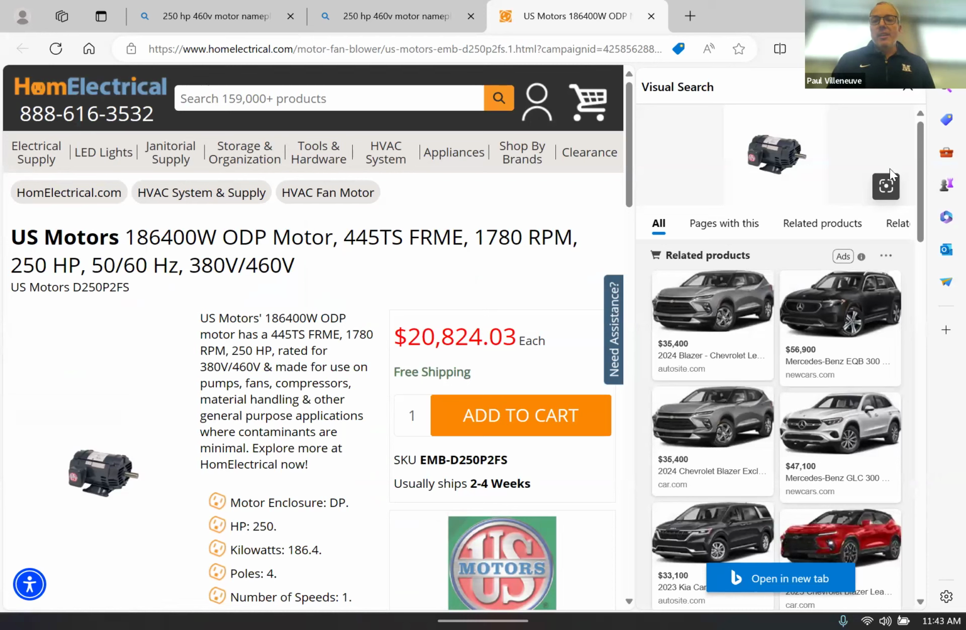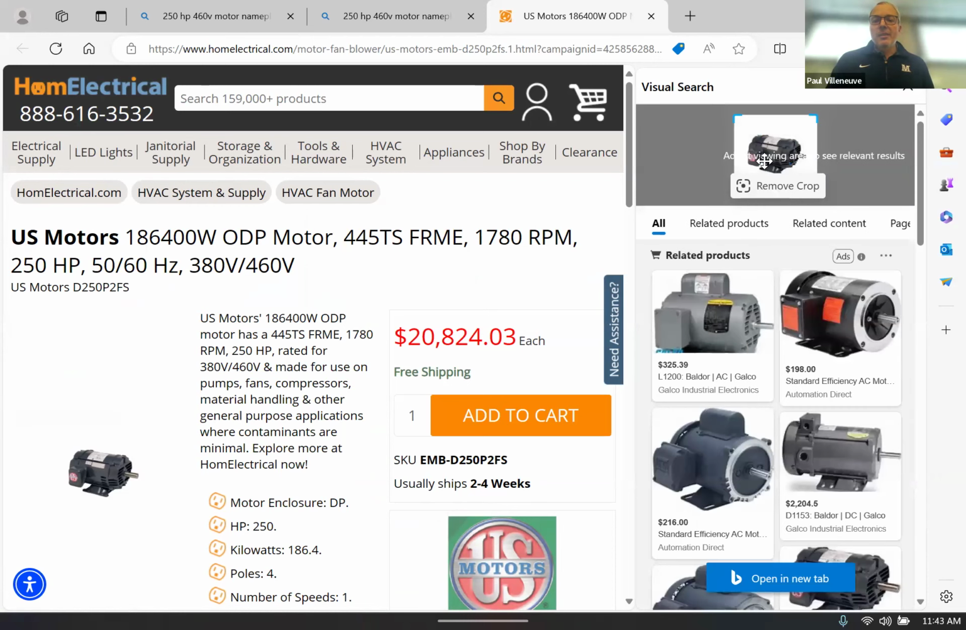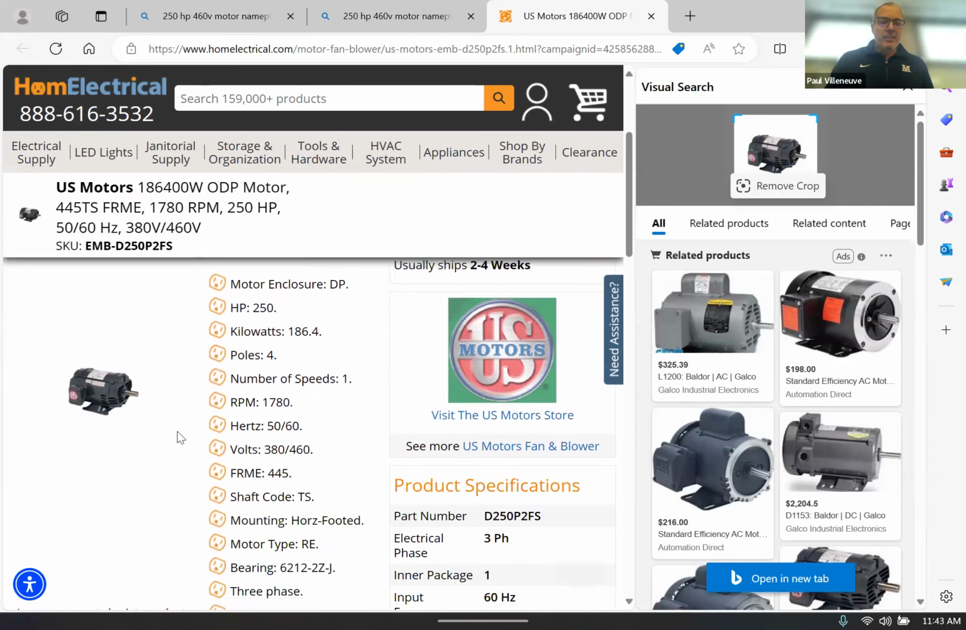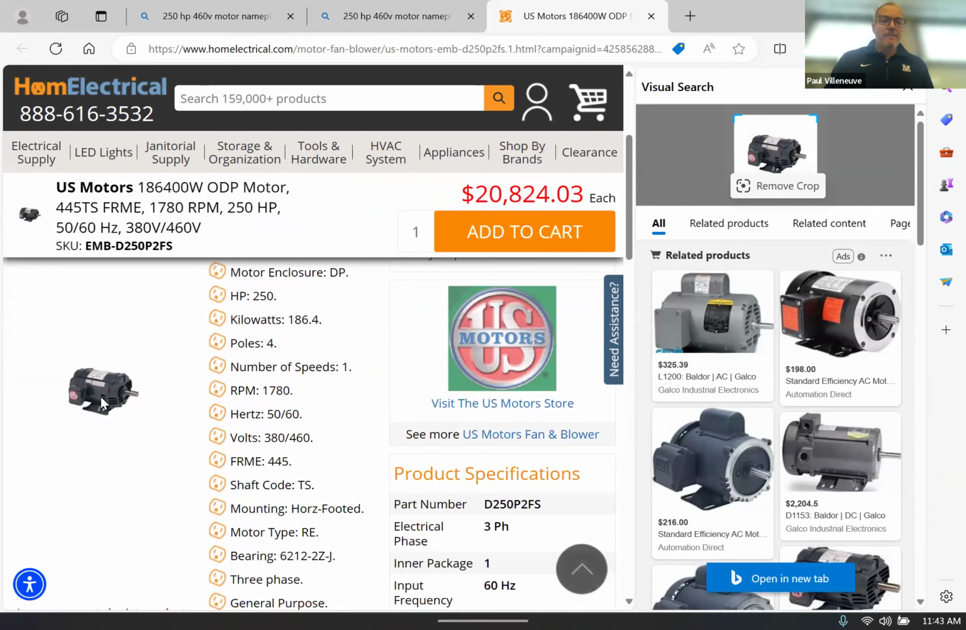Oh, I don't want a car. I just want the image. I guess we can't look at the image of it. I guess we can't zoom in.